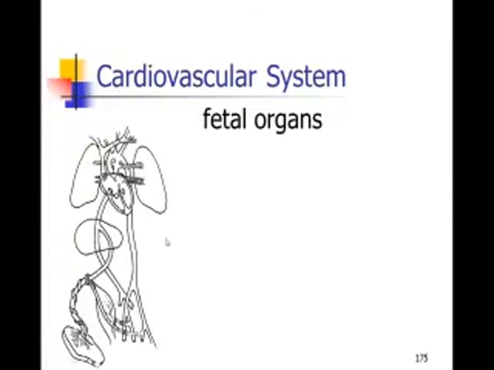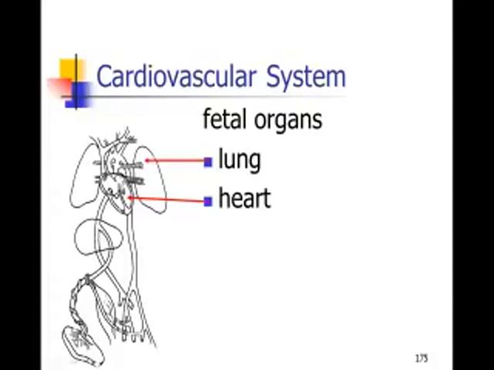So we'll start with some diagrams of the fetal organs. We have the lung and the heart. And I want to point something out right here. You notice that there's this little flap. This little flap, there's actually two flaps, but you notice how it's leaning to the left, into the left atrium.